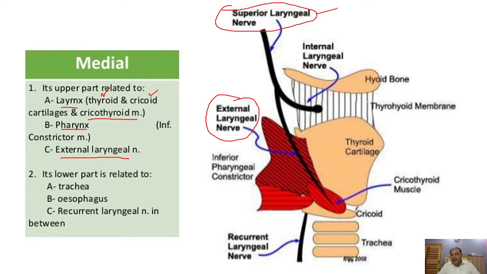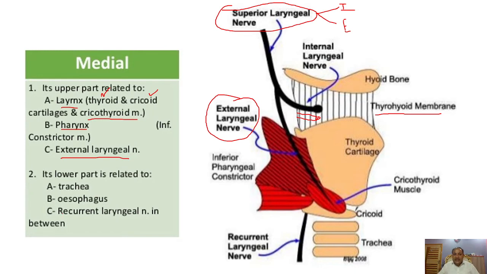Basically, the superior laryngeal nerve gives two branches. Number one is the internal laryngeal nerve, which pierces the thyrohyoid membrane along with the superior laryngeal artery. We already discussed this in the lecture on muscles of the pharynx. There are two branches of the superior laryngeal nerve: the internal laryngeal nerve and the external laryngeal nerve. The external laryngeal nerve lies in the lower part of the thyroid gland.